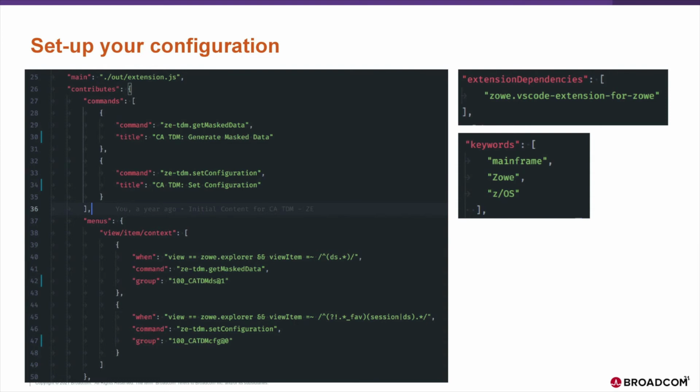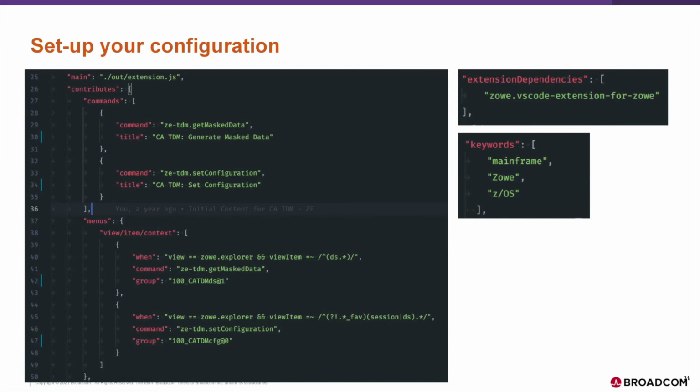So for example, for the first one, Generate Mass Data, I want this to be displayed on a sequential data set. If we look at the Zowe Explorer extensibility documentation, it will show us the regular expressions for our contextual menus or contextual hooks. Here, I wanted the view for data set and then the view item sequential. With this, it tells me that this command will only show in the sequential part, or if I right click on a sequential data set.